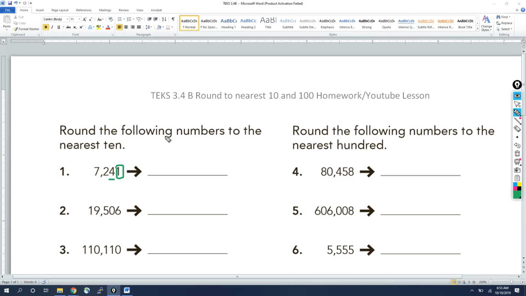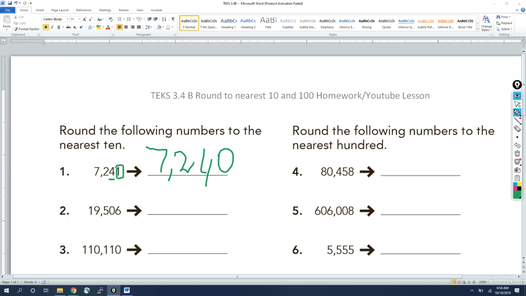Since 1 is a weak number, the number 4 stays the same. And since the 7 and the 2 we did not touch, we are going to keep them the same. Number 4 stays the same, and everything in the box or after the box becomes a 0. Okay, does that make sense? Let's practice on another one.